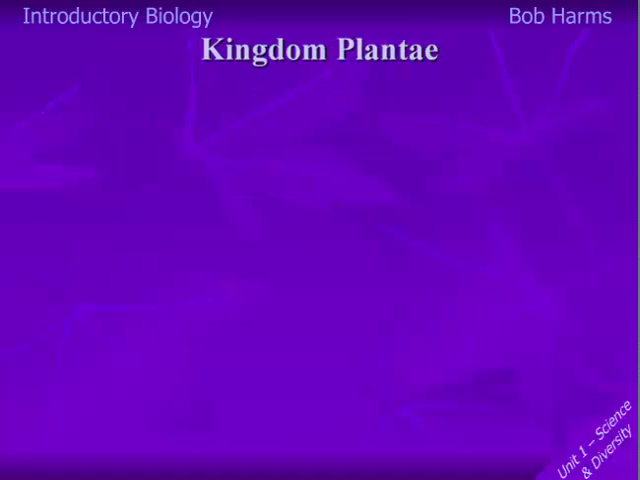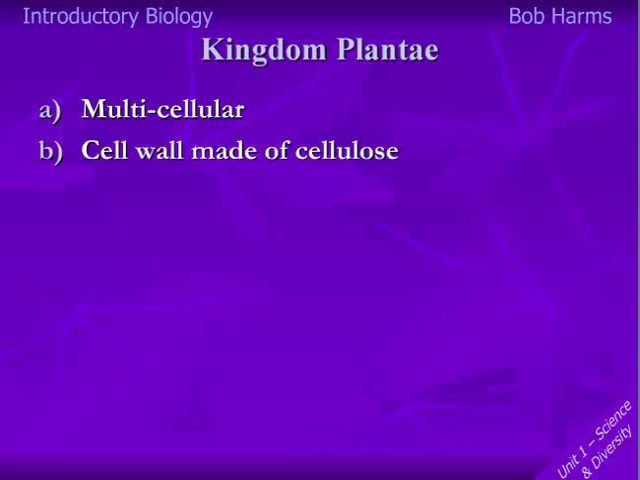Finally then, our last kingdom are the plants. And plants are also all multicellular organisms. Plants do have a cell wall, just like the fungi. However, the plant cell wall is made up of a chemical called cellulose. And so cellulose is kind of a diagnostic feature for plants that we can tell them apart from other organisms.